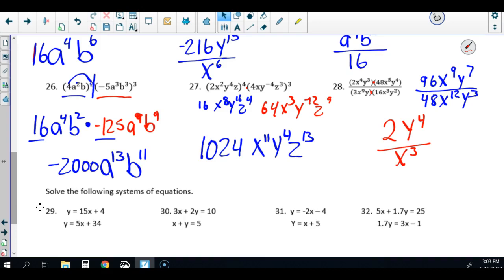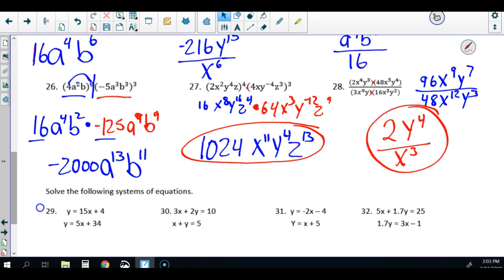So here's 27 and 28. Multiply, or x power to a power first, then multiply. Here multiply, then divide, and those are your answers here.